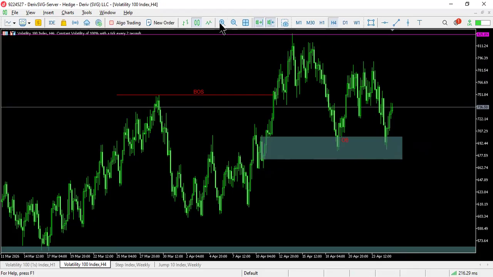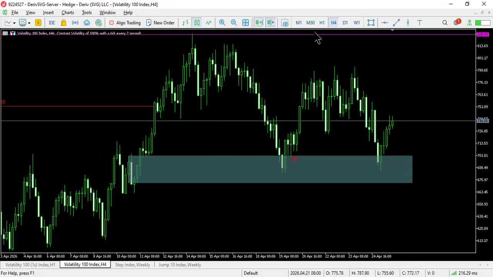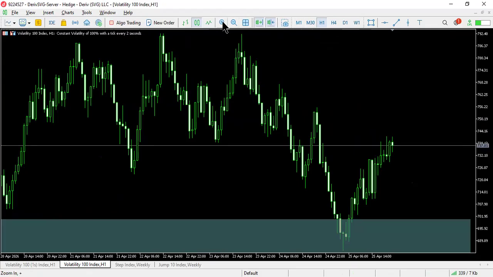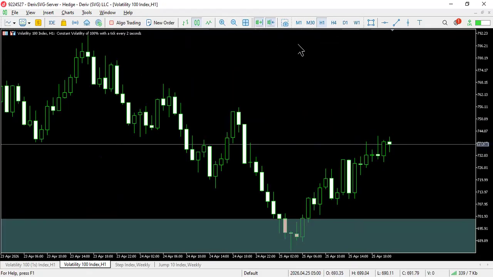And then heading over to our 1 hour time frame. So from the 1 hour, let's study the internal structures. So we have a break of structure right there.